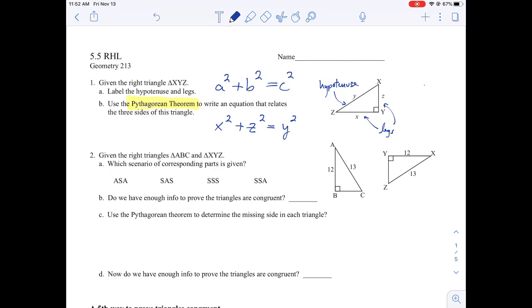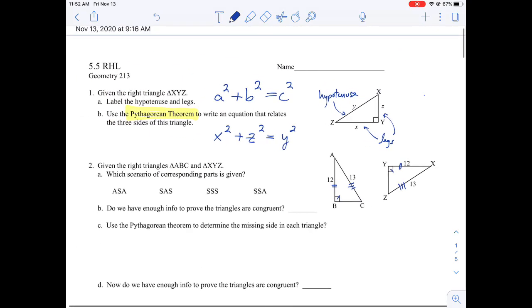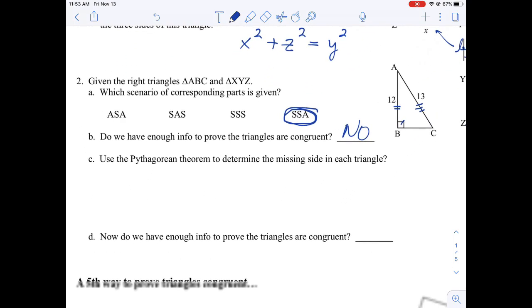So we're given two triangles here, and let's realize that they both have right angles, so those are congruent. They both have a side length of 12, and they both have a hypotenuse of 13. So be careful in this one. It is going to be side-side-angle. Up until now, we don't have enough information to prove that these are congruent, so we would say no to part B. But let's do a little digging with the Pythagorean theorem and see what happens.